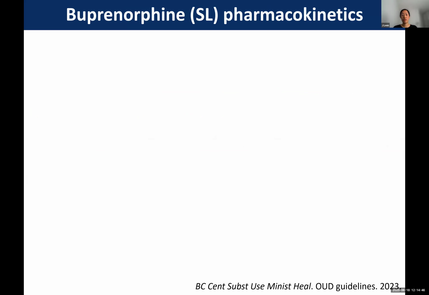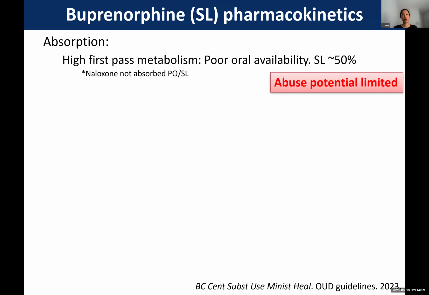We'll see later on that there are other forms of administration, but I just want to highlight a few properties of the sublingual preparation. The absorption is quite poor orally, so that's why it's given sublingually. The most common preparation is Suboxone, so it's buprenorphine and naloxone together. The naloxone component is not active because it's not absorbed PO or sublingually. It's there to deter intravenous use of the medication.